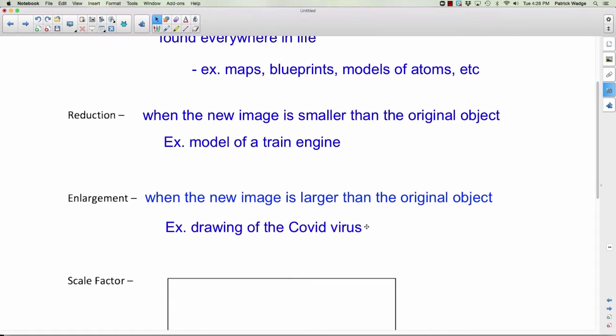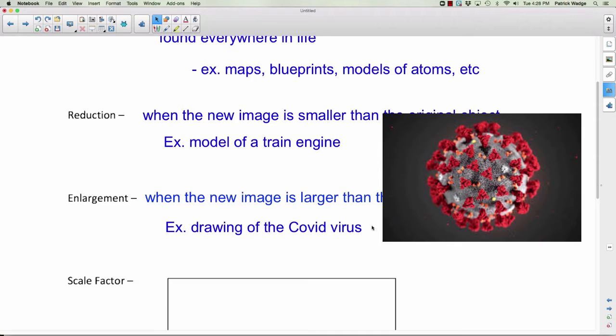Think about the COVID virus that you keep seeing pictures of in the news and everything. The real COVID virus is very, very, very small. And when you see these drawings that artists have drawn of it, it should be the same shape as the real virus, but obviously it's a lot larger.